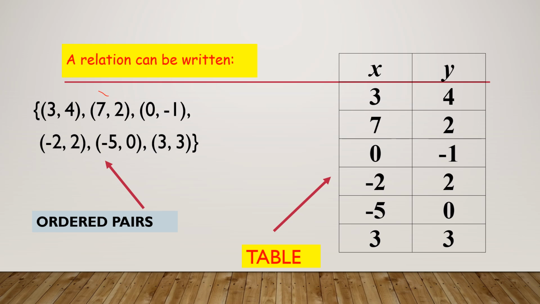Then it can also be represented in a table. You would notice that what is in the table is in the ordered pairs. So 3, 4; 7, 2; 0, negative 1.